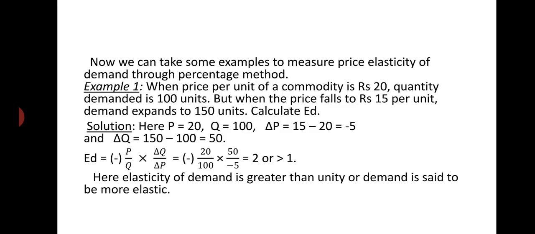So put the values in the formula. ED is equal to minus P by Q into delta Q by delta P. That comes to minus 20 by 100 into 50 by minus 5. The result is 2. ED is equal to 2, which is greater than 1. Your elasticity of demand is greater than unity, your demand is said to be more elastic. When ED is greater than 1, it means demand is more elastic, as the elasticity of demand is greater than unity. Similarly, we will take another example.